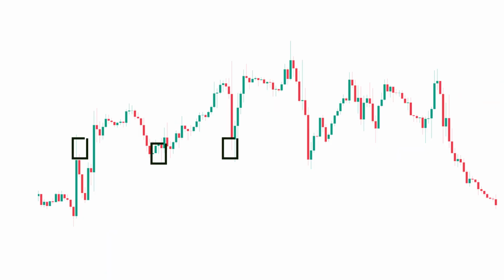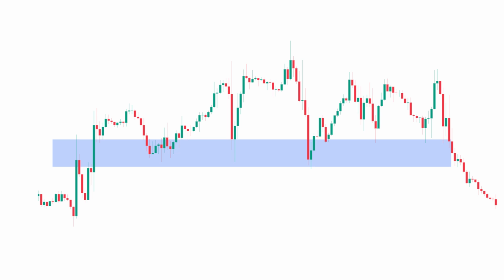Also, wicks help to identify support and resistance levels easily. To spot a resistance or support area, identify wicks that cut across a horizontal zone and draw your marked area. If you notice multiple rejections at the area, then that's your support or resistance.